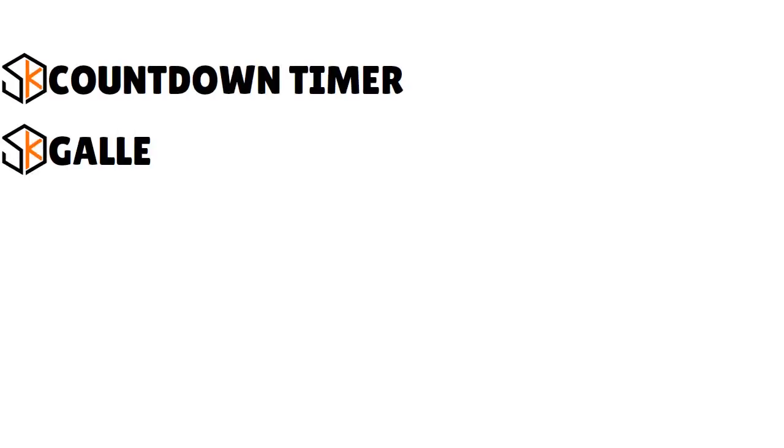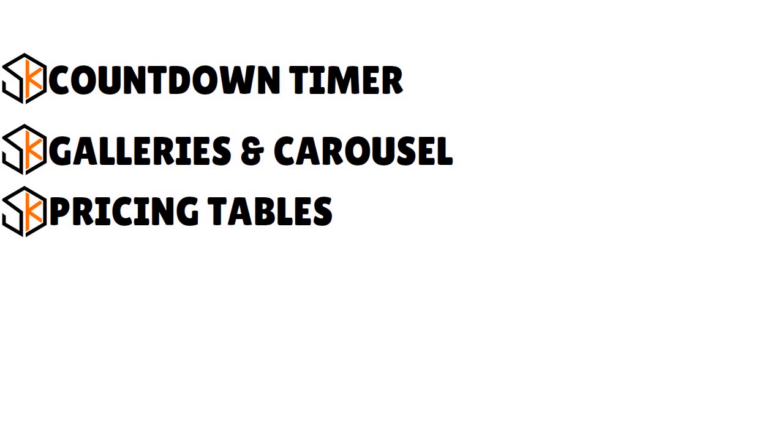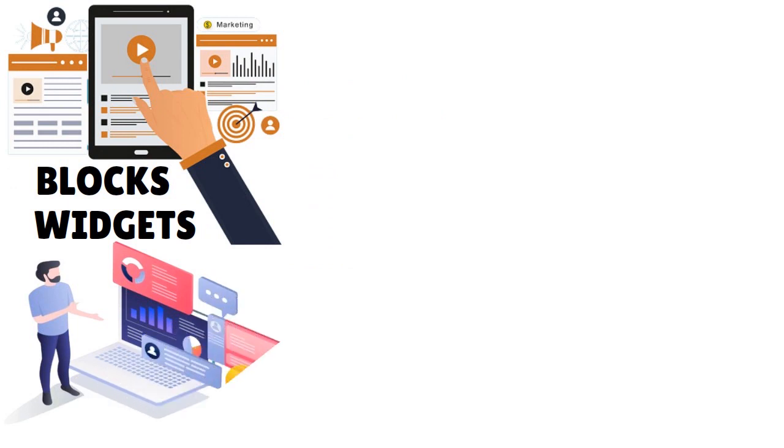For example, you have a countdown timer, you have galleries and carousels. You have pricing tables. You have mobile landing pages. So this is really good. When we talk about the countdown timer, for instance, this is a very useful feature if you want to add urgency to your landing page offers. If you want visitors to take quick action, add a countdown timer, really.